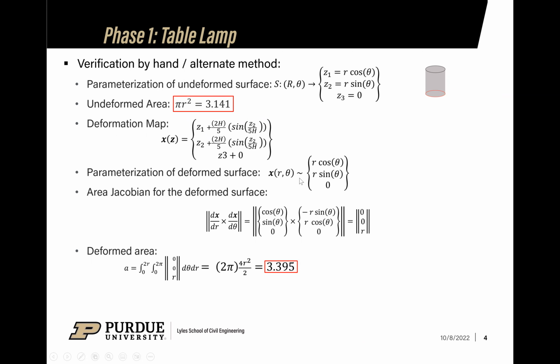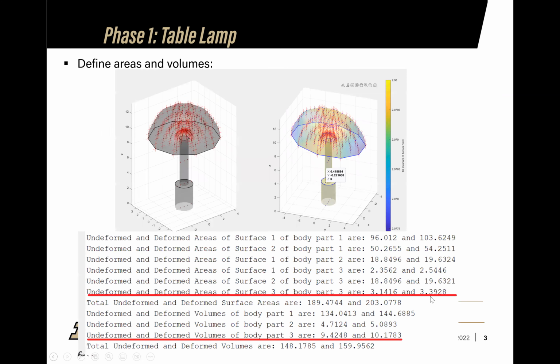We substitute z1, z2, and z3 for the deformed surface into the map of the composite body, and then obtain the area Jacobian by differentiating x with respect to r and then theta, and then taking the cross product of these. Then we integrate the area Jacobian with respect to the limits of r and theta, which is 0 to 2 for r and 0 to 2 pi for theta for the cylinder, which comes out to be 3.395. As you can see, it's pretty close to 3.3928. So we are good over here.